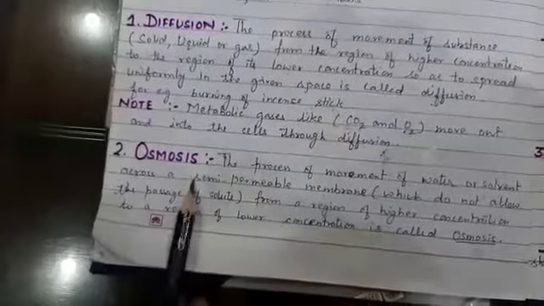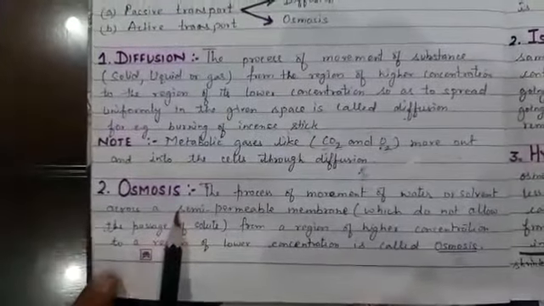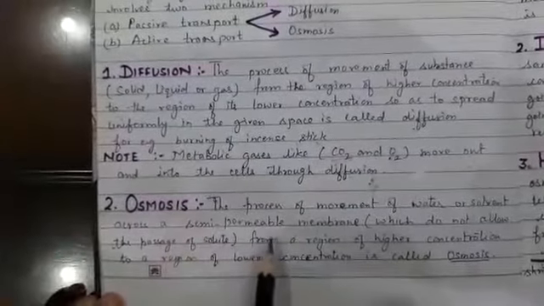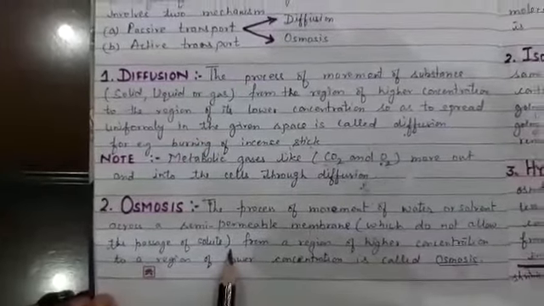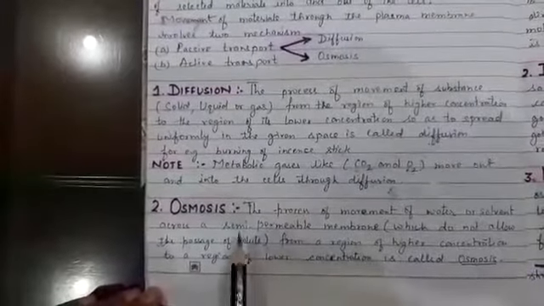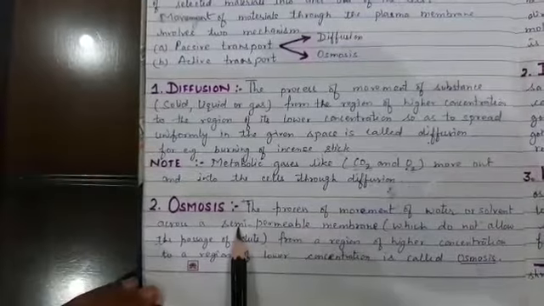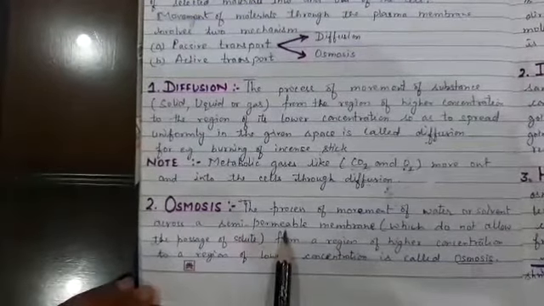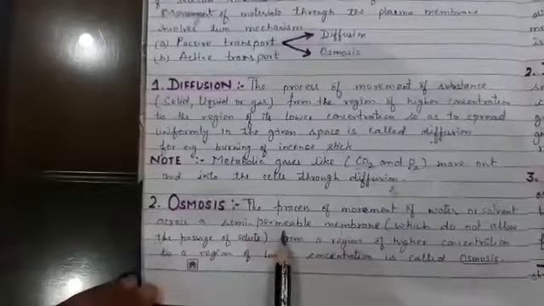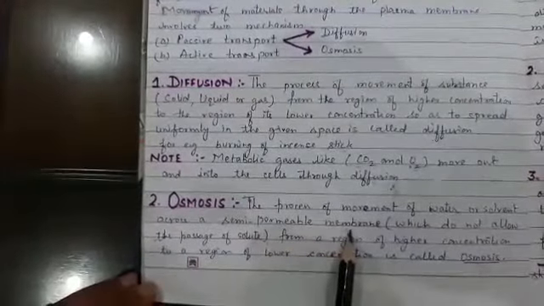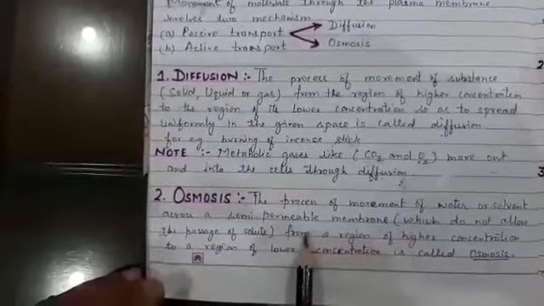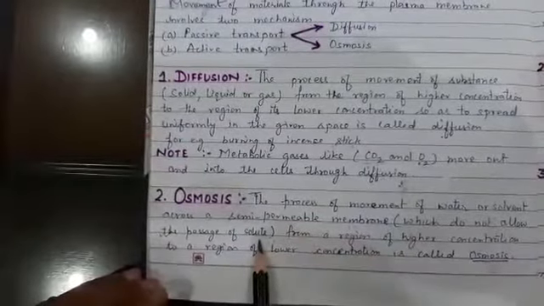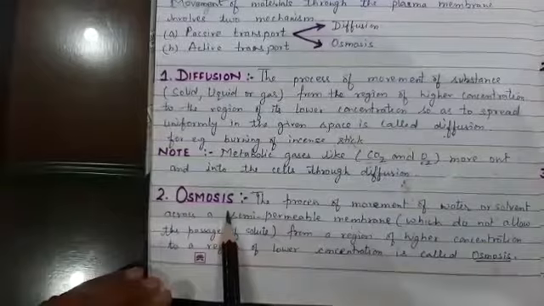Now the second is osmosis. It is the process of movement of water molecules across the semi-permeable membrane, which does not allow the passage of solute, from the region of higher concentration to a region of lower concentration. In osmosis, there is a role of the semi-permeable membrane. You have learned that plasma membrane is a semi-permeable membrane, so it allows only the solvent molecules to pass through the membrane easily, while the solute particles do not pass. And this is called osmosis.